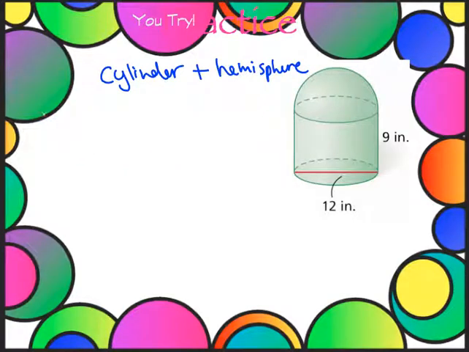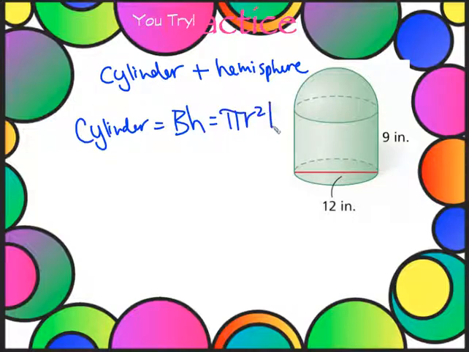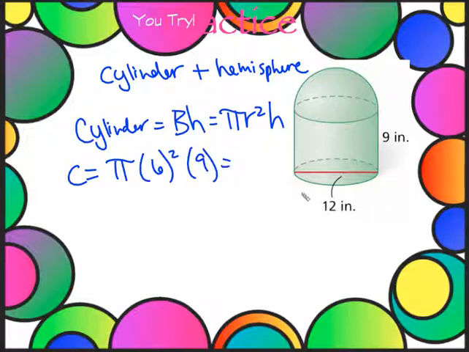Okay, so to get the volume of a cylinder, you do capital B H, which is area of the base times the height. Area of a circular base is just pi r squared, and the height. So let's do that first. So we have pi, the radius is 6 squared, the height is 9. So 6 squared is 36 times 9 is 324 pi for the cylinder.